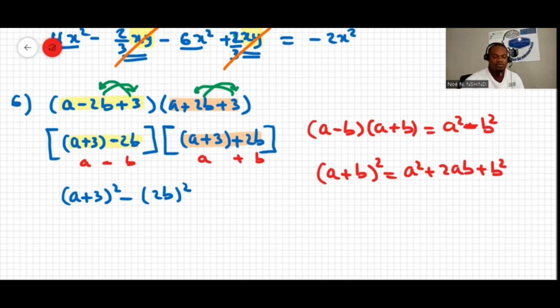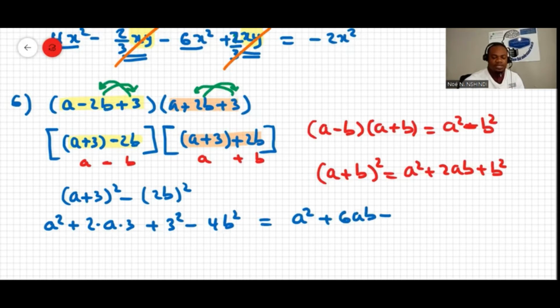We can work this out. Our a is a and b is 3. So it's going to be a squared plus 2ab, so 2 times a times 3, plus b squared, so 3 squared, minus 4, since 2b to the power of 2 is just 4b squared. And this is going to be equal to a squared plus 6ab plus 9 minus 4b squared. That's the answer.